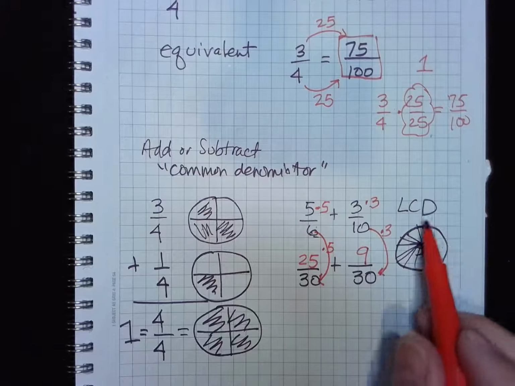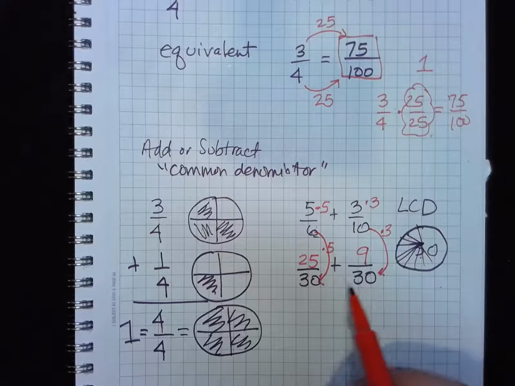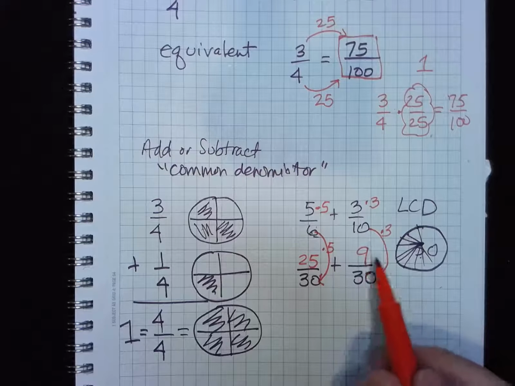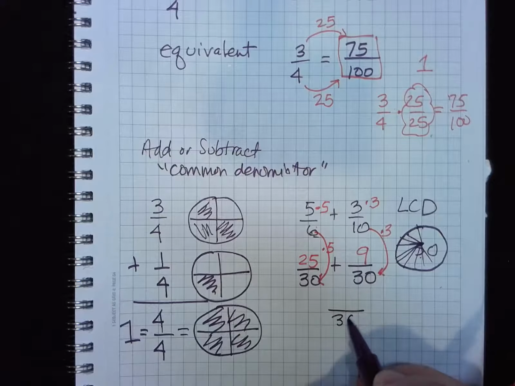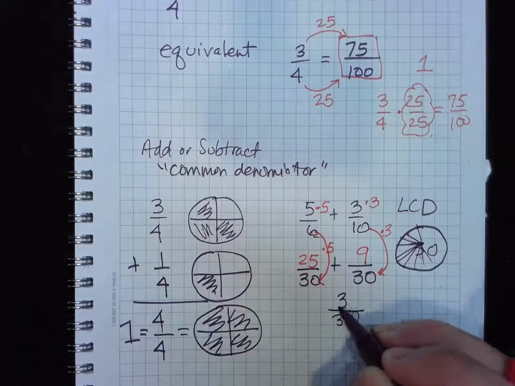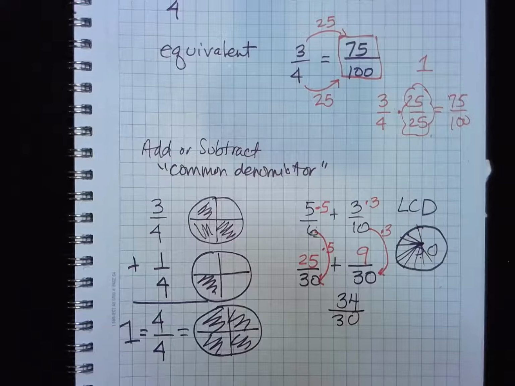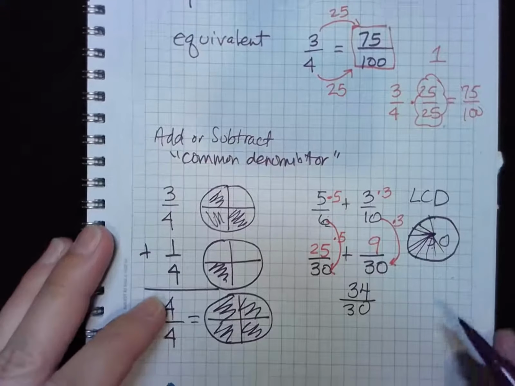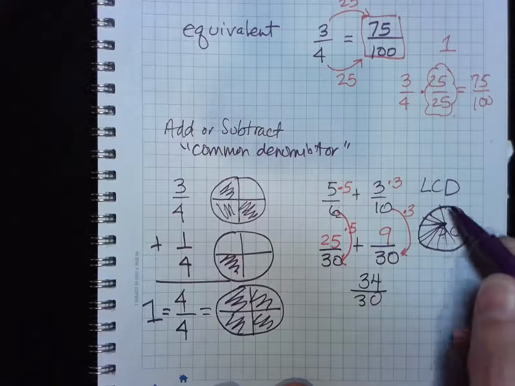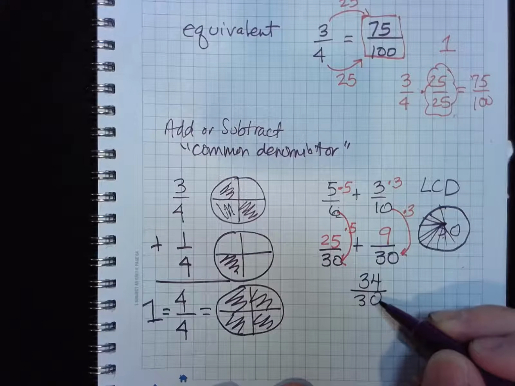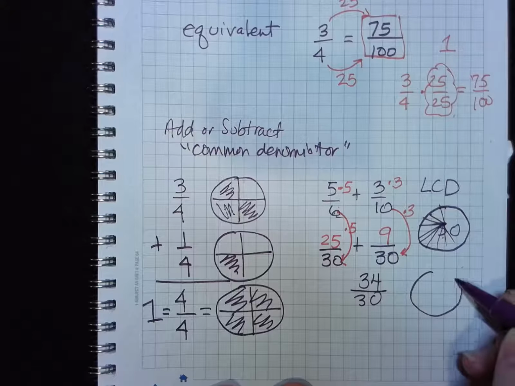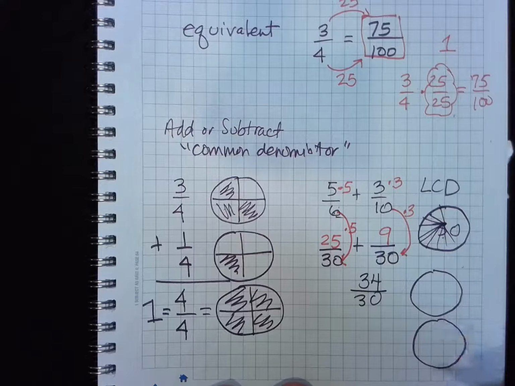And now that I have my whole divided into the same pieces, I have 25 pieces here. I have 9 pieces there. So now I can add it together. My whole is still divided into 30 parts. And 25 plus 9 is 34. So the question is, what in the world do I do with that now? Think about that for just a second. You have a whole divided into 30 parts, and you have 34 of those parts shaded in. That's not possible because there's only 30 parts, right? So that means that you have to have a whole and part of another whole.